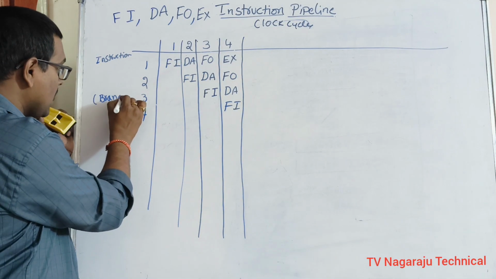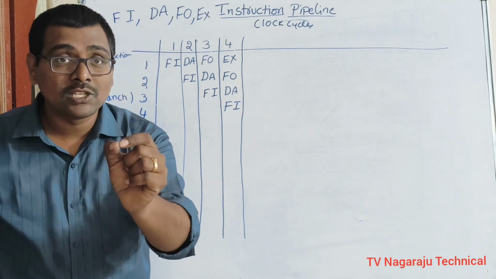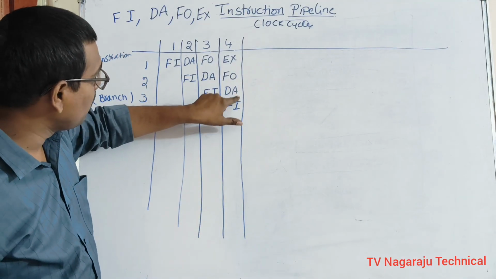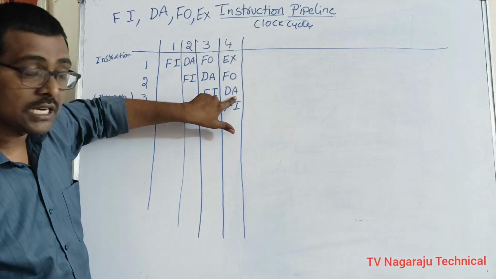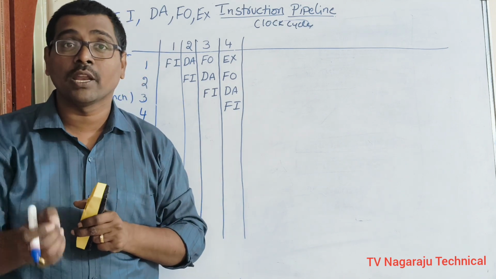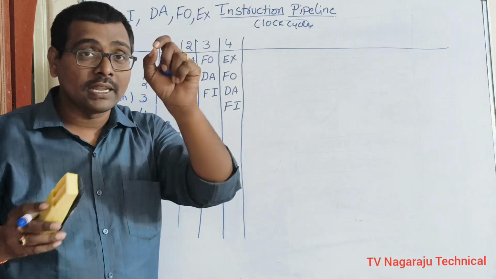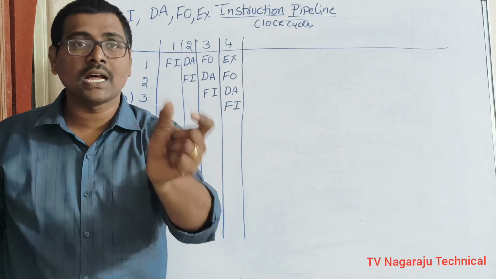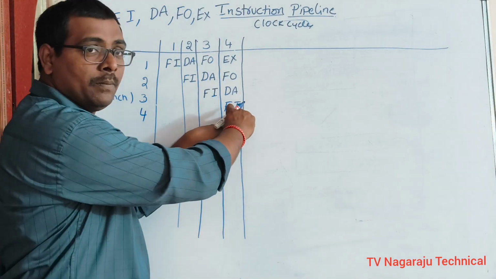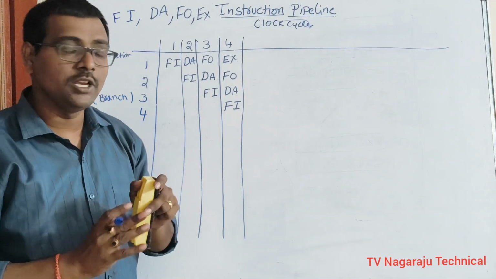Assume instruction 3 is a branch instruction. What happened? Whenever an instruction is a branch instruction, that is identified after DA. So after completion of this step, the DA is completed for instruction 3, then we identified that it is a branch instruction. Whenever an instruction is a branch instruction, the remaining instructions are halted. That is, the remaining instructions are not completed from F5 to the next stage. Not fetched, not decoded, not executed.